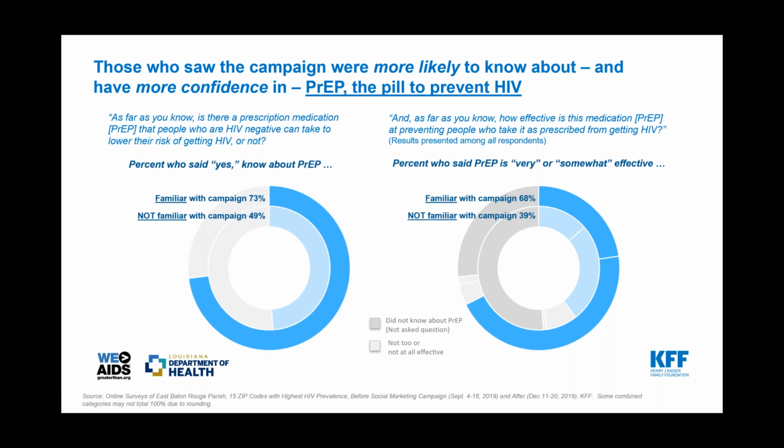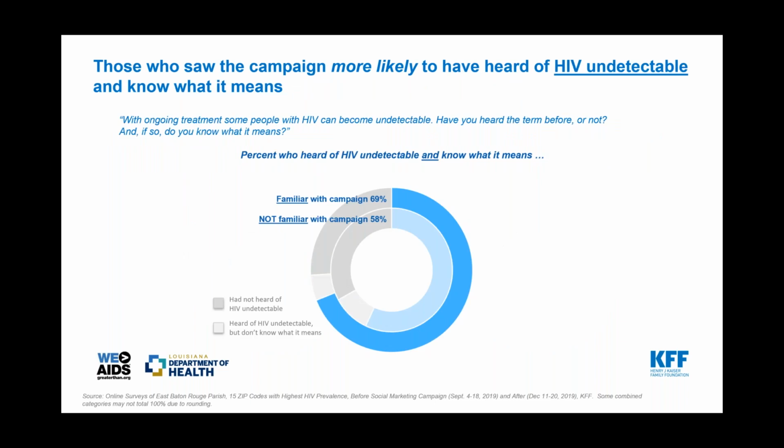Those who saw the campaign were not only more likely to know about PrEP, but they had confidence in it. So that was really exciting. Next slide, please. We also saw that those who saw the campaign were more likely to have heard of HIV undetectable and to know what it means. Again, moving the needle on that other goal of not only informing people about PrEP, but about HIV undetectable as well.